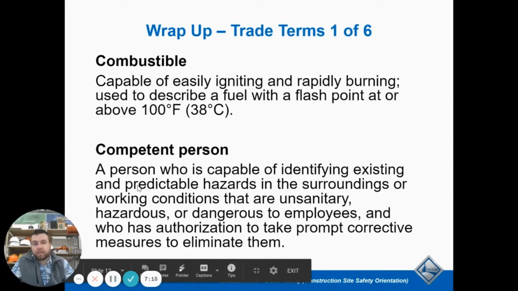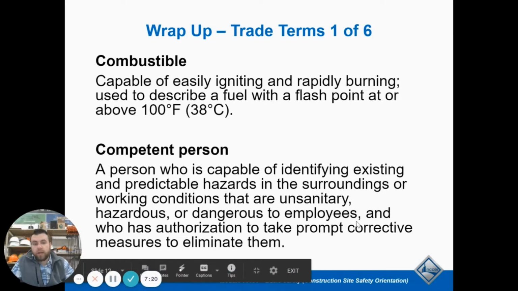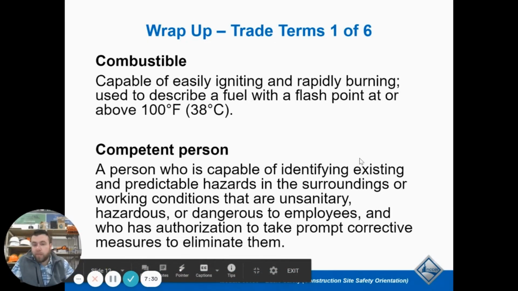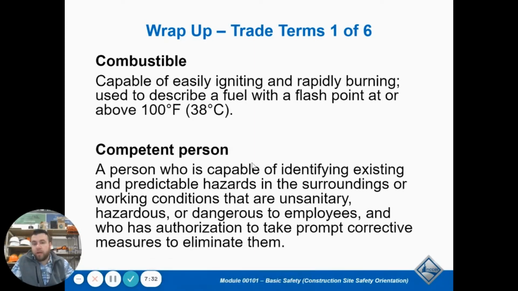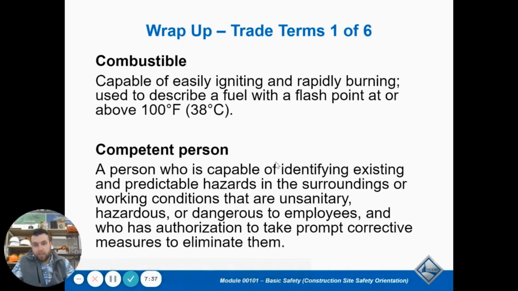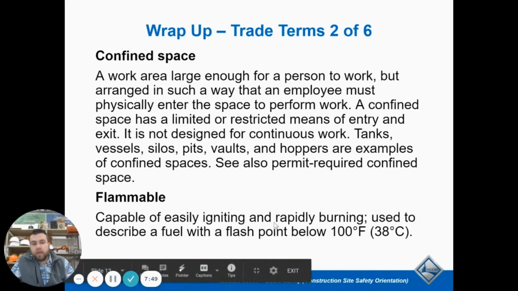Competent person, I'll read it, is a person who is capable of identifying existing and predictable hazards in the surroundings or working conditions that are unsanitary, hazardous, or dangerous to employees, and has the authorization to take prompt corrective measures to eliminate them. You've been OSHA trained. You are a competent person, meaning you should know better. So if you should know better, you should report anything that's unsafe. That's what a competent person is. Anyone who knows what is safe and unsafe. So that's you.